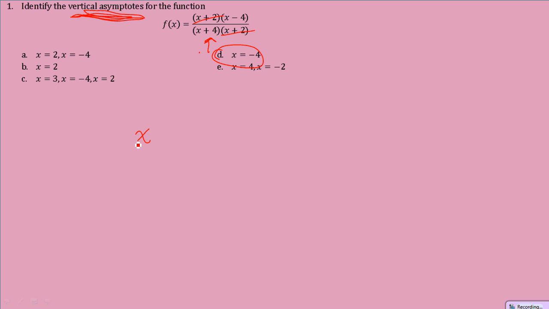If you don't know why it has to flip, I'll just show it real quick. We would set that equal to 0. Remember, vertical asymptotes happen when the denominator is 0. And so you would subtract 4 from both sides and get -4.